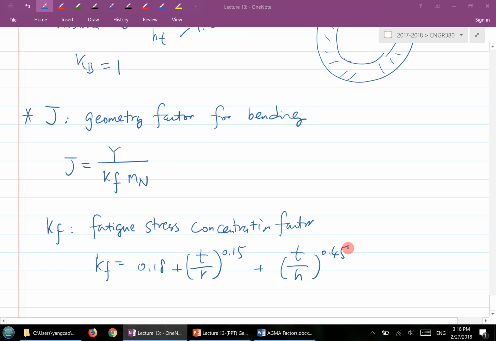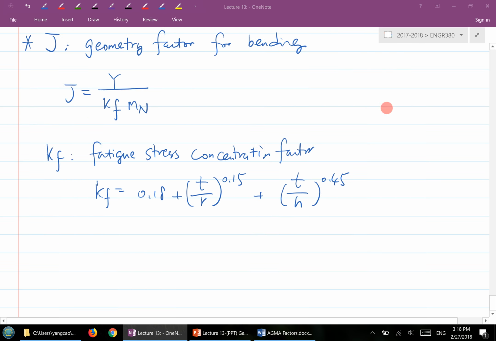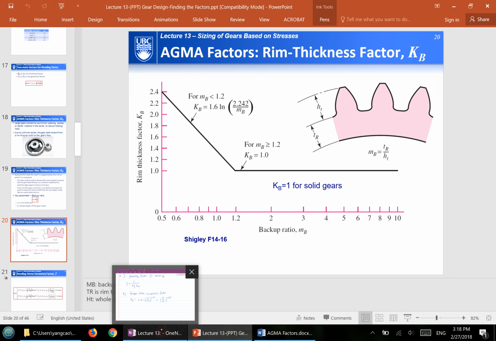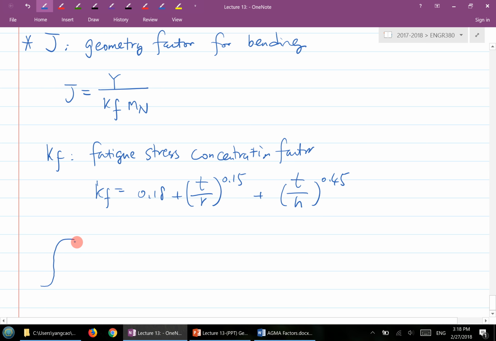Here's the stress concentration factor, and the stress concentration refers to the stress concentration at the root location. If this is a gear tooth, here is the root radius r, here is this h, and here is the t value. That's how you get stress concentration at the root location. And r here is the fillet radius, and it's taken as 0.35 over PD, the diametral pitch. So that's how you can calculate the Kf here.